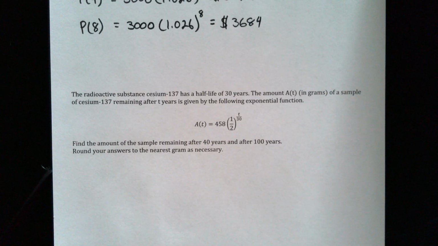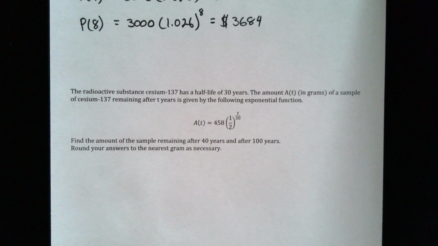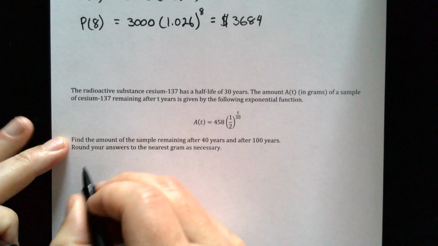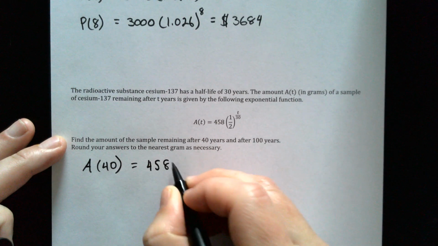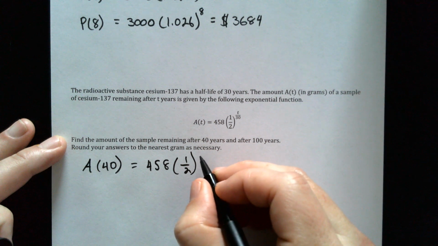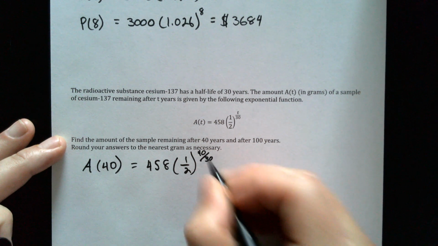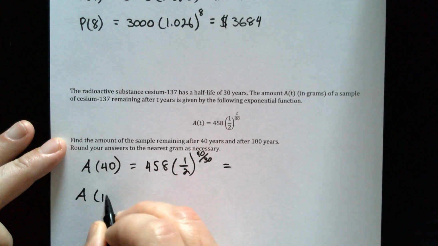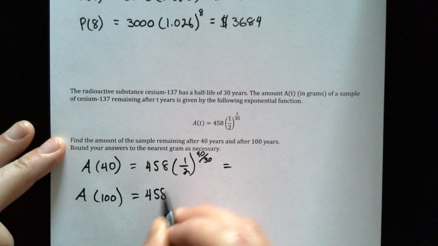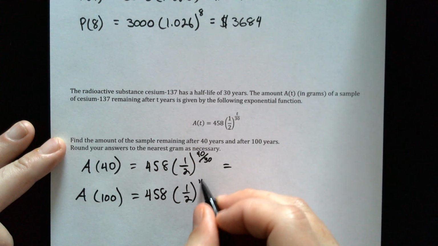A radioactive substance, cesium-137, has a half-life of 30 years. The amount A(t) in grams of a sample of cesium-137 remaining after t years is given by the following exponential function. Find the amount of the sample remaining after 40 years and 100 years. Just like the first one, I evaluate the function at 40, which is 458 times 1/2 to the 40 over 30, which reduces to 4 over 3. Then A of 100 equals 458 times 1/2 to the 100 divided by 30.